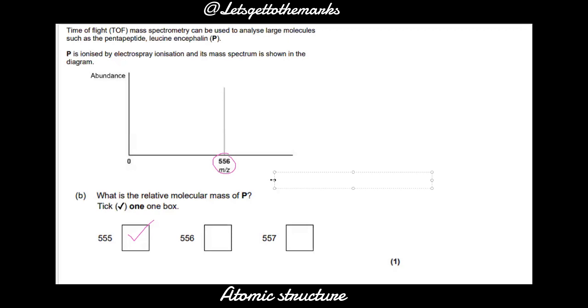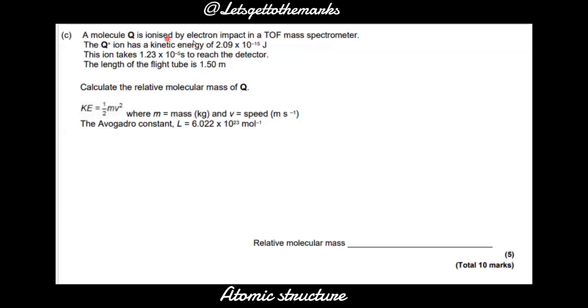Put a little tick here. Now, why is it 555? Let's go back to our equation from the last question. P plus H plus makes pH plus. pH plus is what's shown on this abundance graph, which is 556. Now, because it gained a proton, that means its mass increased by 1. So P would be 555, H plus is 1, and pH plus is 556, which is shown on the graph. But they're asking us for P, so it's 555. Let's check the next question.